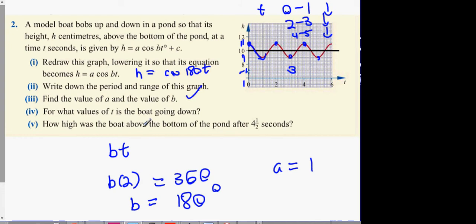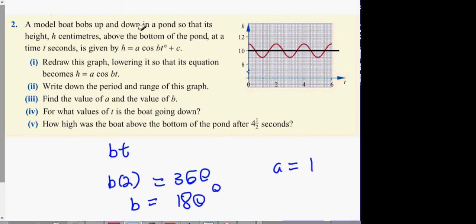How high was the boat above the bottom of the pond after 4.5 seconds? So what you need to do here is you go to 4.5 seconds, which is in between 4 and 5. You go up, and as we know, it's going to be 10 meters above the pond. Is that right? 10 meters? Yeah. How do you know it's going to be 10 meters?